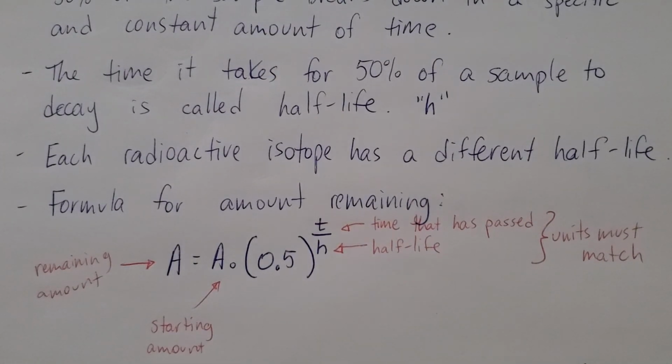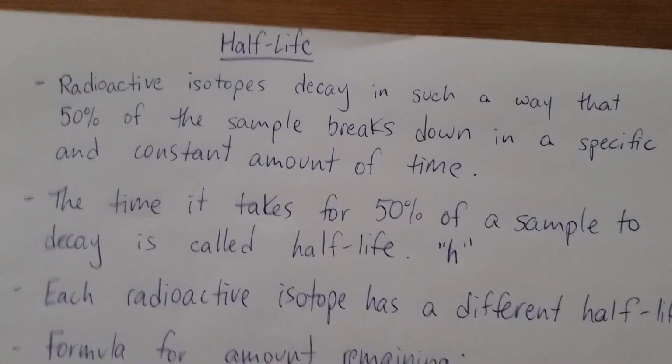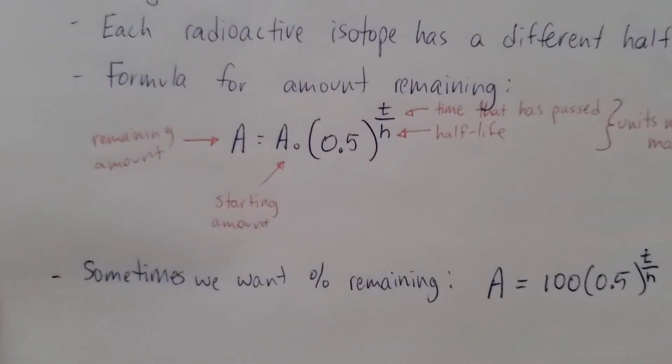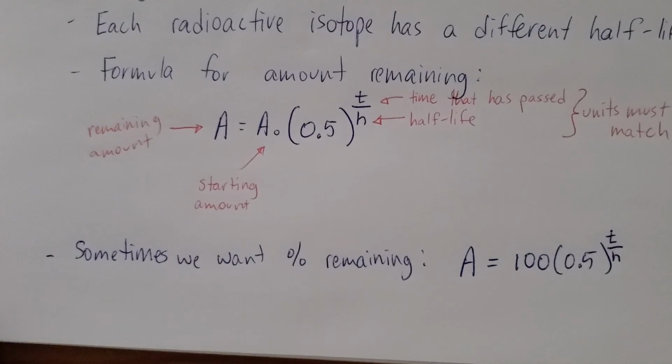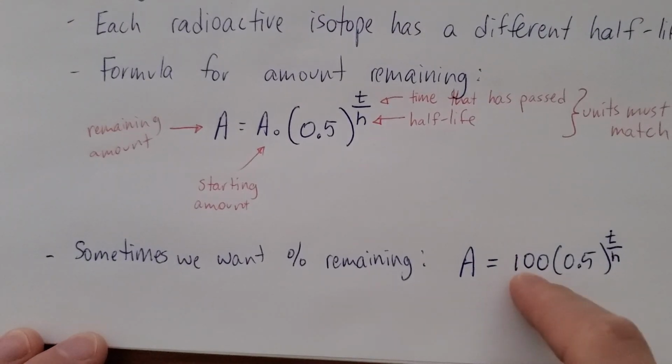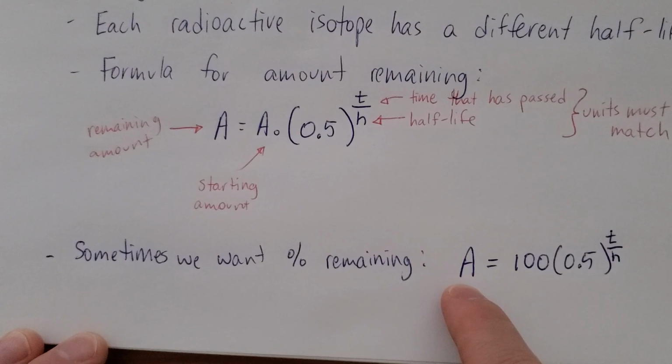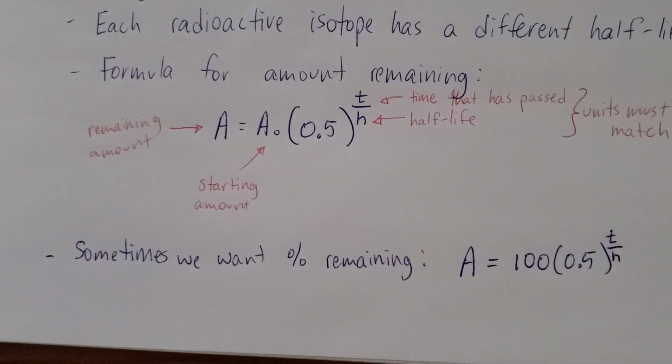Okay, one other thing you might see, in fact you will see, is if you're asked about a remaining percentage, it's the same formula, but the starting amount is 100. You start with 100%, okay? And then plugging everything in, your answer will come out as a percentage. All right, we'll move on and do some examples next.